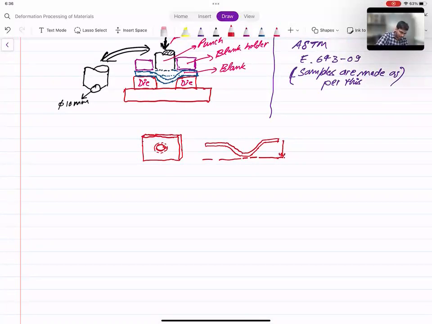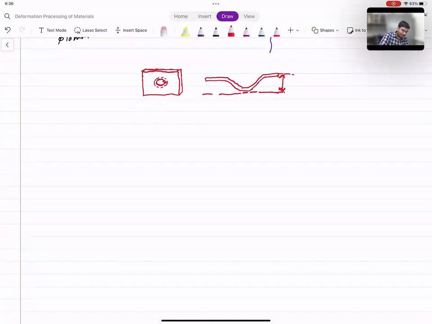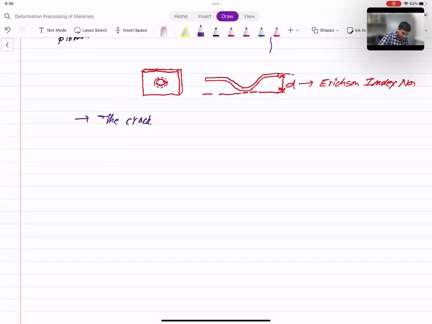This D basically is measured here, and it is known as the Harrison index number. And the cracks may be of two types, as I mentioned earlier. This is D, the Harrison index number. So the cracks may be of two types.